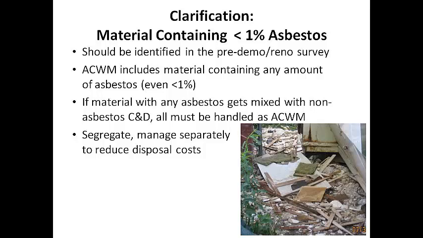The MassDEP Asbestos Regulation requires that all ACWM is managed in accordance with the specified packaging, transportation, storage, and disposal provisions. In simplest terms, material that contains asbestos in any amount, even less than 1%, has to be segregated and properly managed during the renovation and demolition project. It has to be packaged and labeled as ACWM, and it has to be disposed as special waste at a permitted solid waste management facility.